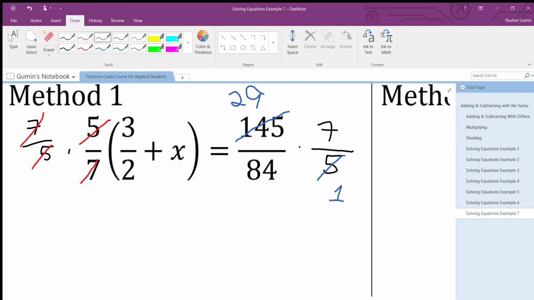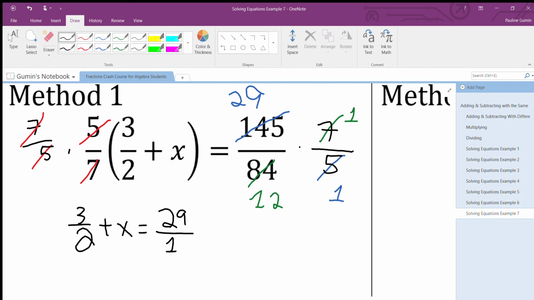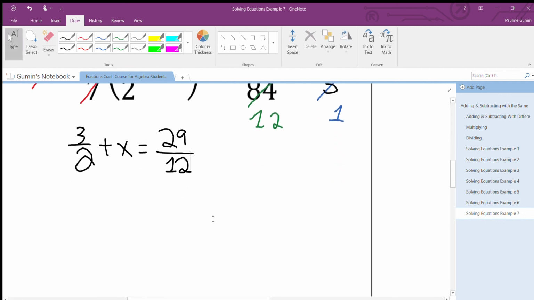Well, hopefully 84 and 7 will cancel. You might know that already. It does. 7 times 12 is 84. Fantastic. Let's see what we have left. 3 halves plus x equals 29 over 12. That's much nicer than 84s and 145s.